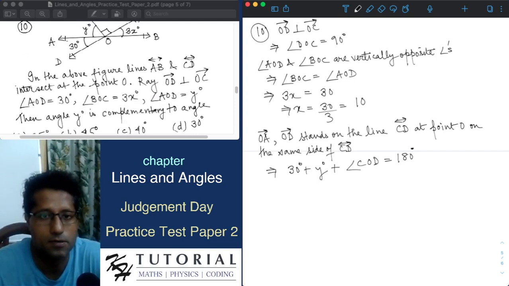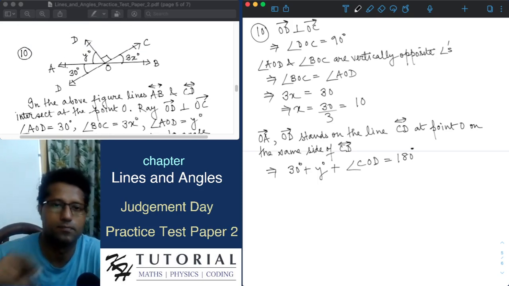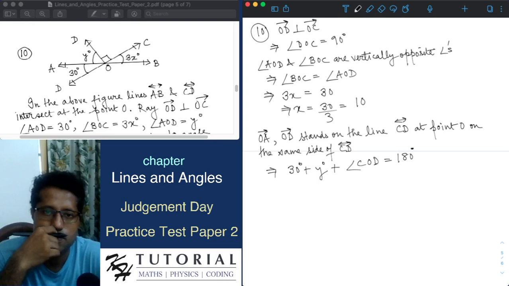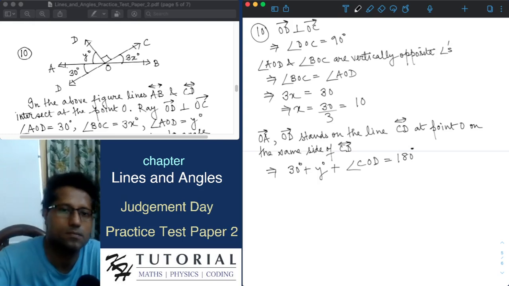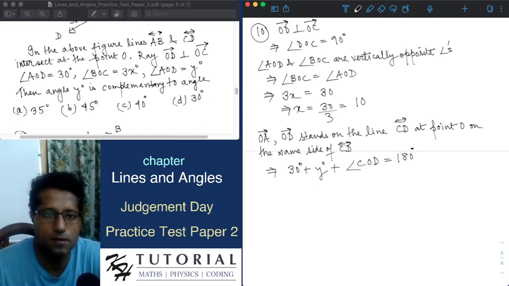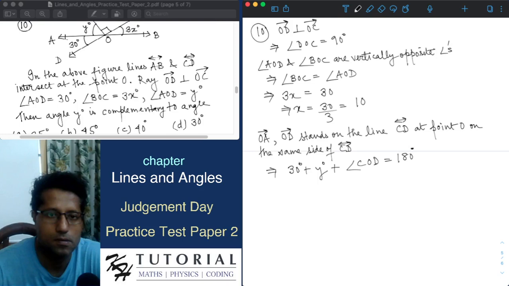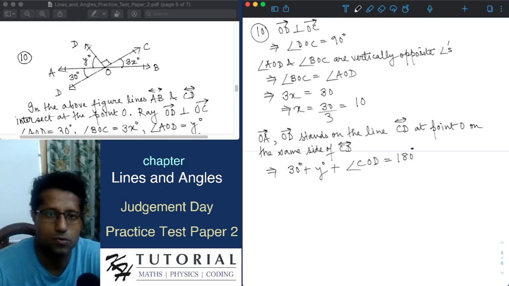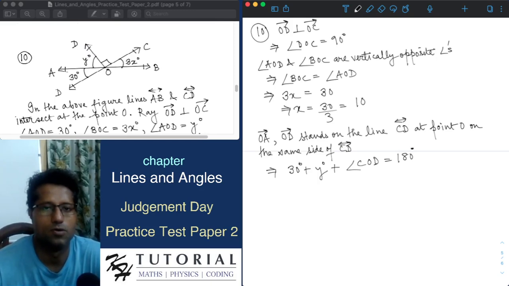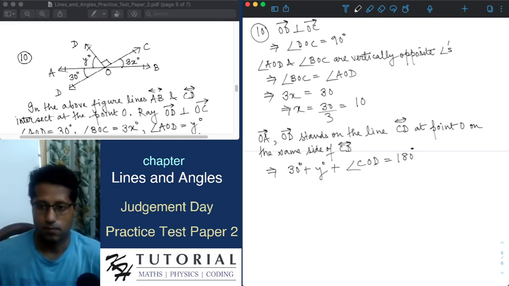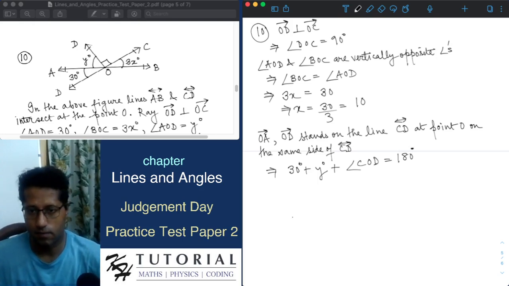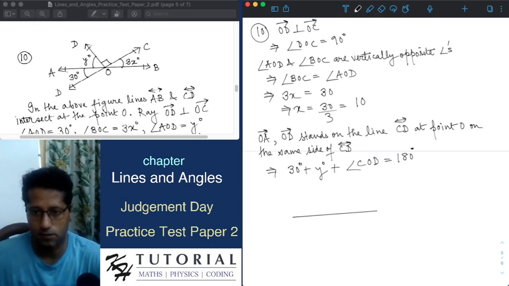Then angle y degree is complementary to angle. There is nothing told about x. So the 3x degree, the angle BOC, is not even required. So the correct diagram, I think, should have been like this.